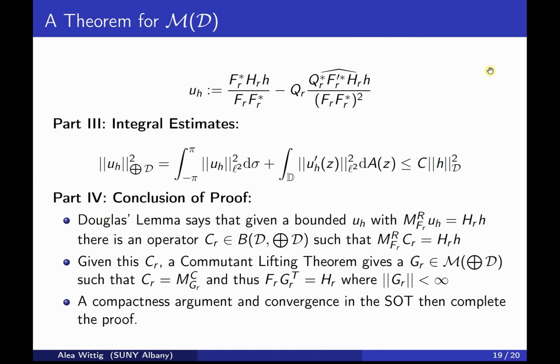And then, of course, we want to drop that smoothness assumption. And so we can use a compactness argument and convergence in the strong operator topology to prove the conclusion holds, right? Just taking r to 1. Really taking epsilon to 0.